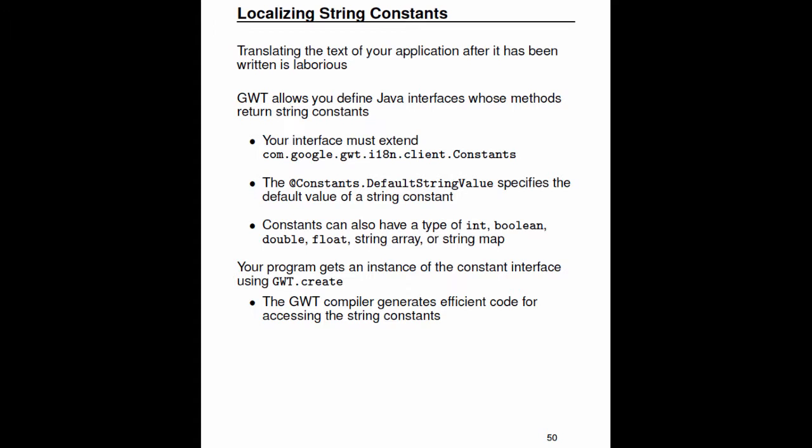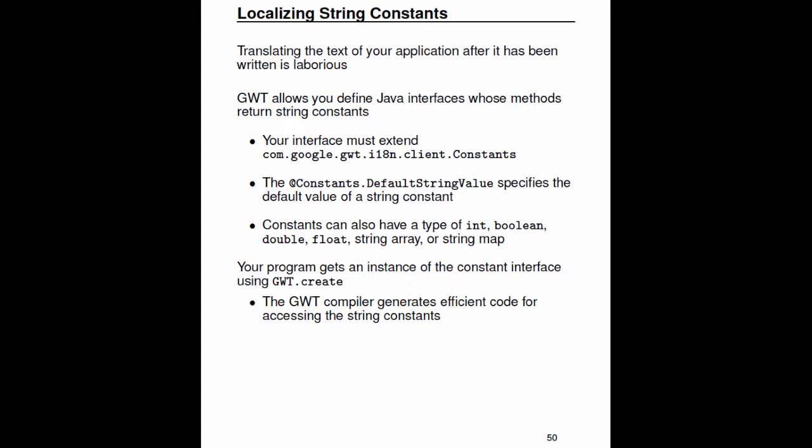So basically what you do is you define a special interface whose methods return the string. So it's an interface that has a bunch of methods that return string values. Then you can specify maybe the default value for a particular string constant, and you can also define constants that are other types, like numeric constants, or maybe an array of strings, whose constant is translatable, stuff like that. And so you have this interface that has these methods that I call to get my strings that might be localizable.